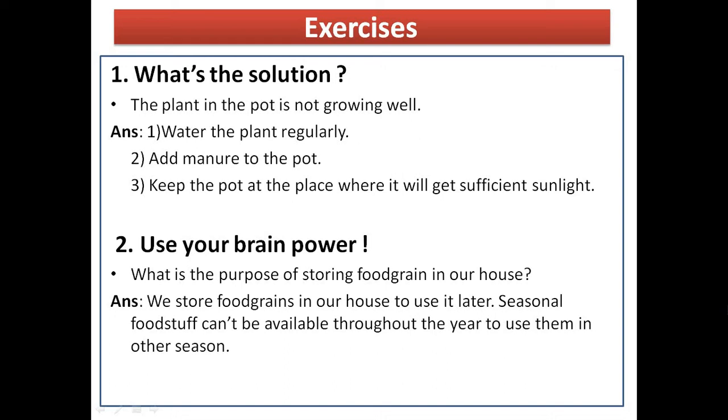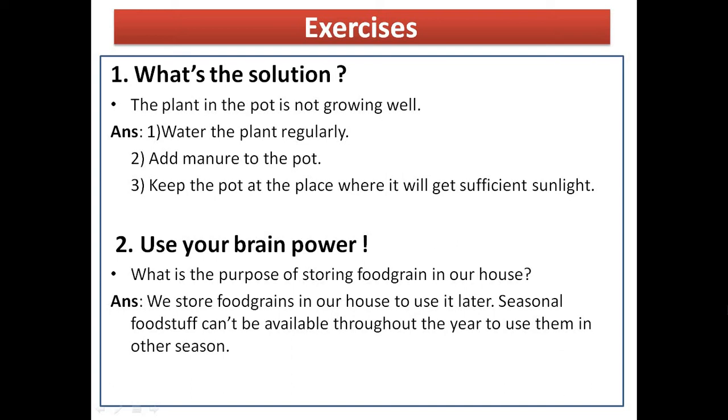The plant in the pot is not growing well. What will you do? Water the plant regularly. Add manure to the pot. Keep the pot at the place where it will get sufficient sunlight.